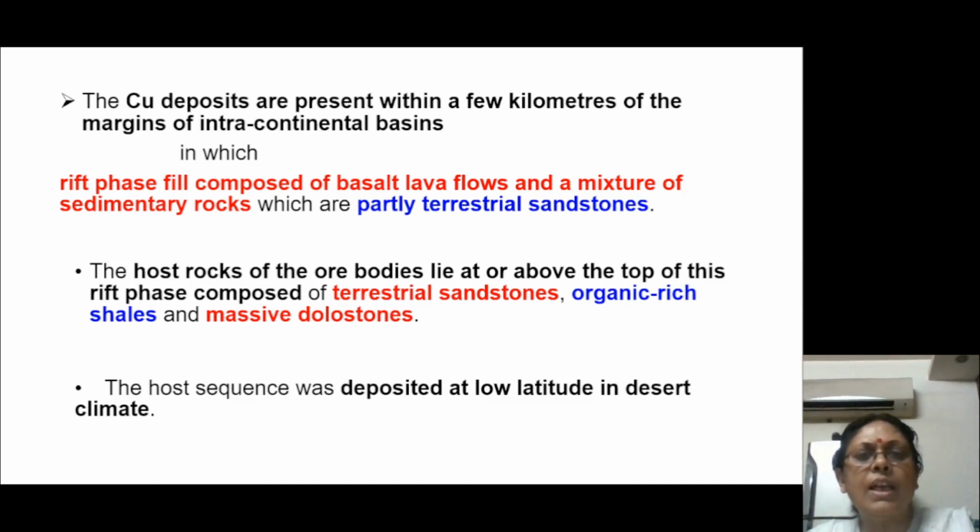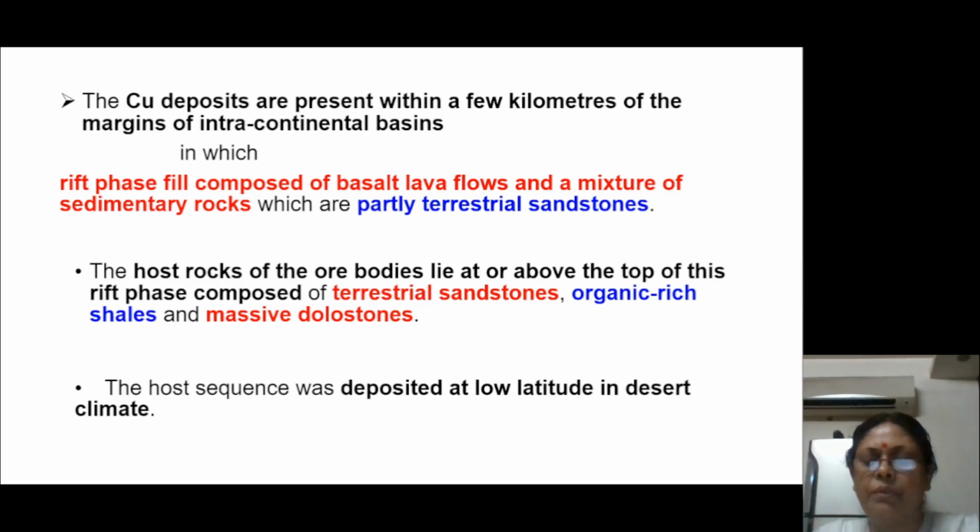The copper deposits are present within a few kilometers of the margins of intracontinental basins, in which the rift phase fill is composed of basalt lava flows and a mixture of sedimentary rocks, which are partly terrestrial sandstones. The host rocks of the ore bodies lie at or above the top of this rift phase, composed of terrestrial sandstones, organic rich shales, and massive dolostones. The whole sequence was deposited at low latitude in a desert climate.